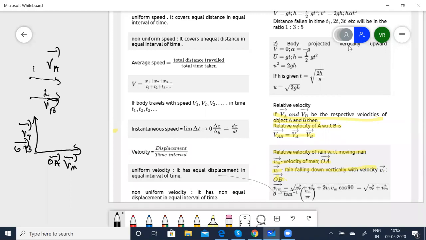So the resultant velocity, the velocity of rain with respect to man, is given by VR squared plus Vm squared plus 2VR Vm cos theta. Since the velocities are at 90 degrees, cos theta is zero, so we take it as the root of VR squared plus Vm squared, where tan theta is equal to Vm by VR. Okay.